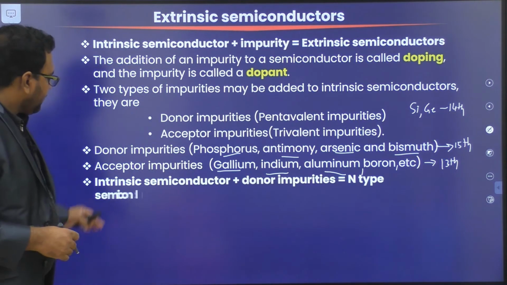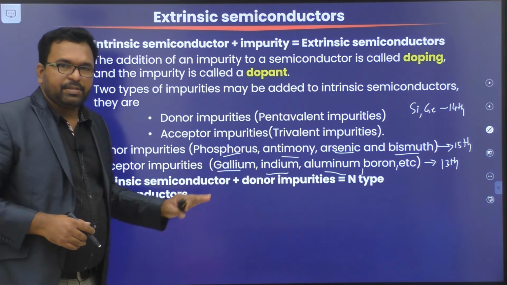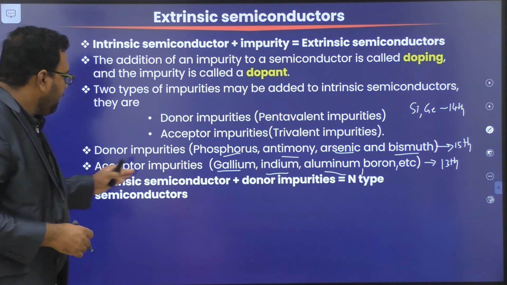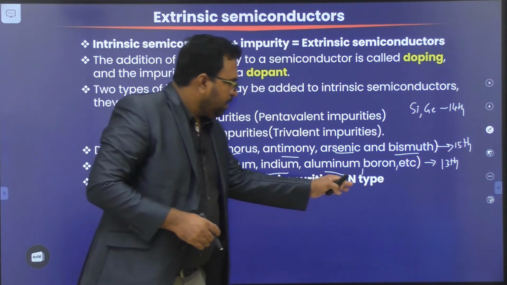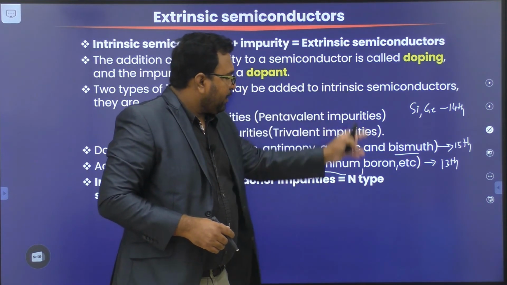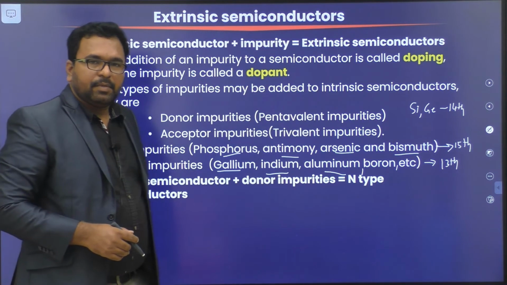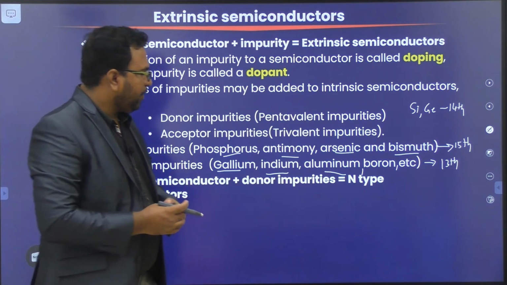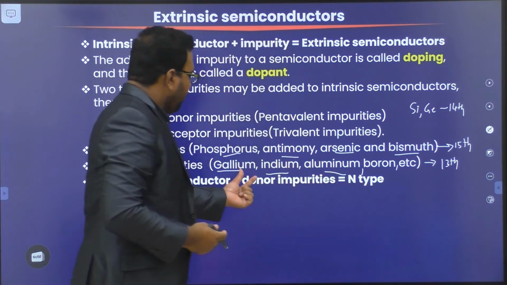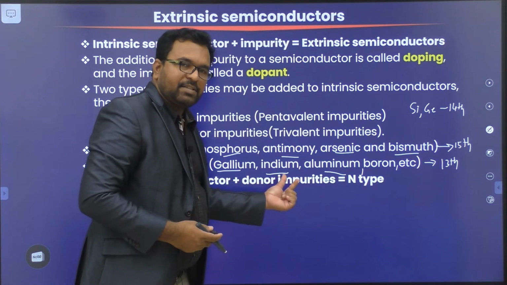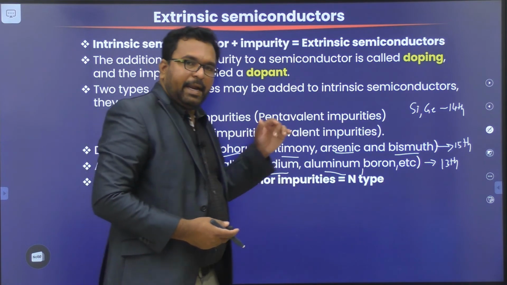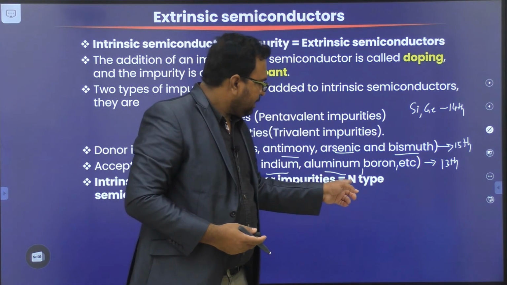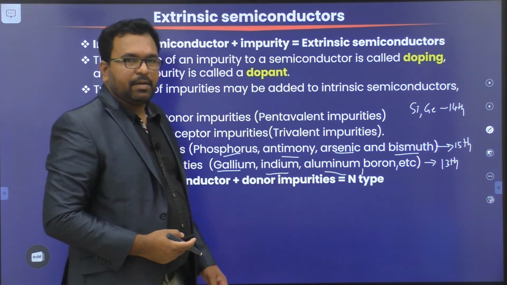Intrinsic semiconductor plus donor impurities. When you add donor impurities to an intrinsic semiconductor, we get an extrinsic semiconductor, which we call an N-type extrinsic semiconductor. Why do we call it N-type? Because when you add a donor impurity, it contributes an extra electron. That means more electrons will be there. Electron is nothing but negative charge. That's why we call it an N-type extrinsic semiconductor.